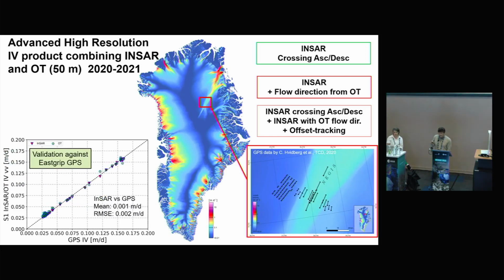We validated this with one special GPS data set, which was acquired by Christine Hilbert from the Danish University, and these are published GPS data in a small part of the region on the Negis ice stream, and we see a very good agreement between the InSAR solution and the GPS data, which agrees quite well. So in the mean, it's a millimeter per day difference or less.